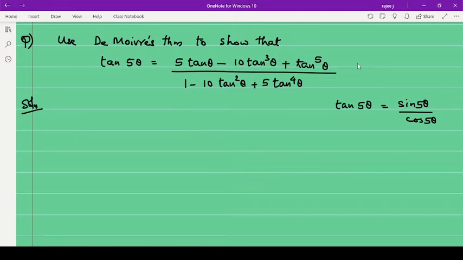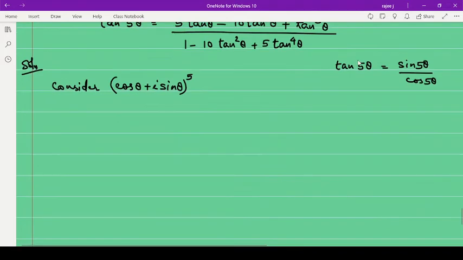de Moivre's theorem. So if I want to find out sin 5 theta or cos 5 theta, we will consider (cos theta plus i sin theta) raised to 5. Whatever you need to get there, that you have to consider. So sin 5 theta, cos 5 theta we need.